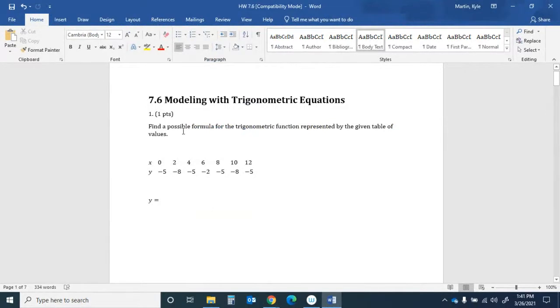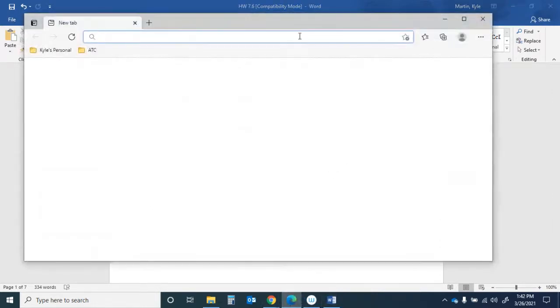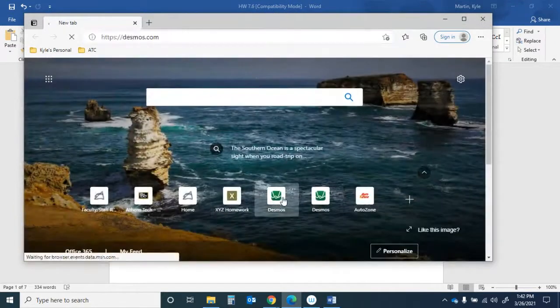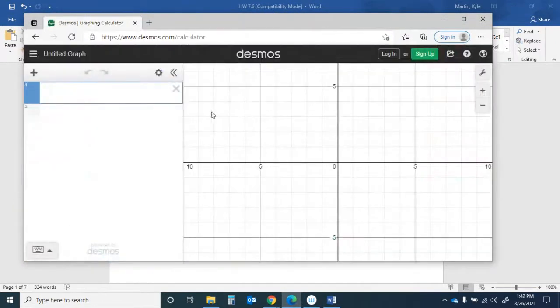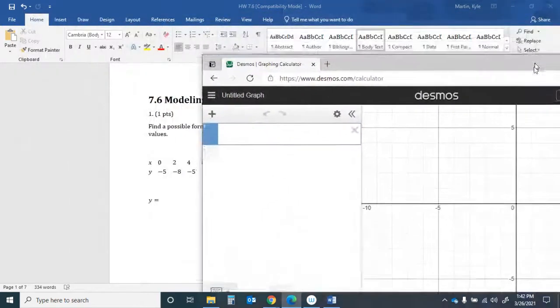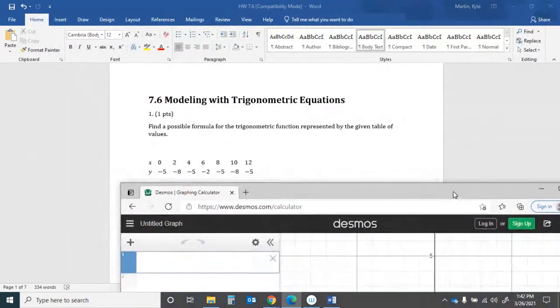All right, so it says find a possible formula for the trigonometric function represented by the given table of values. So they just give us a bunch of ordered pairs, and we're supposed to figure out what trig equation is going to model that set of data. That sounds like grown-up math right there. Yeah, this is non-trivial. This is real math right here. Which kind of makes me all tingly. I'm liking this. So let's just plot these points in Desmos, and then we'll go from there.